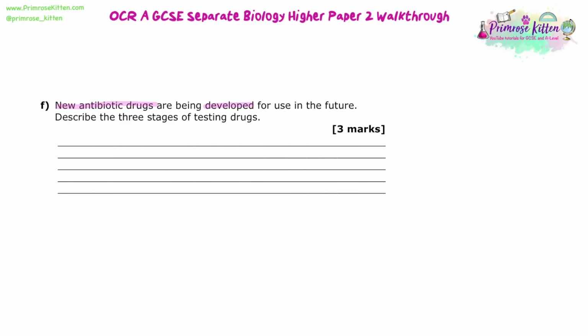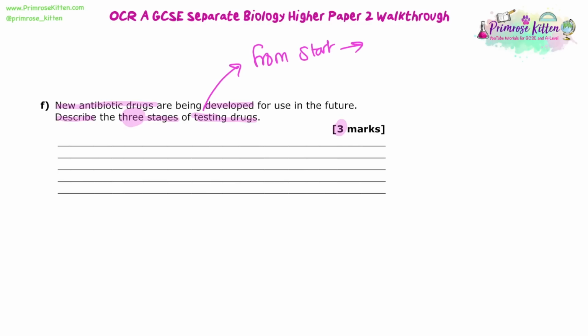So part F. New antibiotic drugs are being developed for use in the future. Describe the 3 stages of testing drugs. So 3 stages, 3 marks. Just make sure we get enough detail in here, and make sure you don't leave out steps in a process just because you think you've written enough to get enough marks. So let's talk about as much detail as we can.